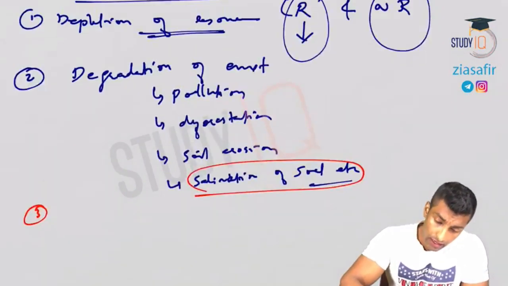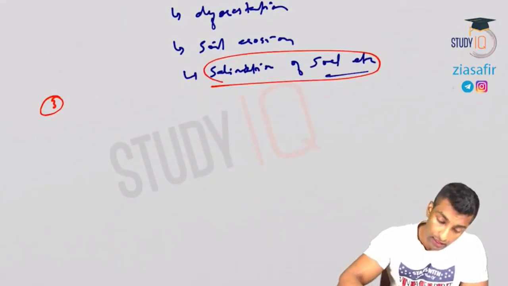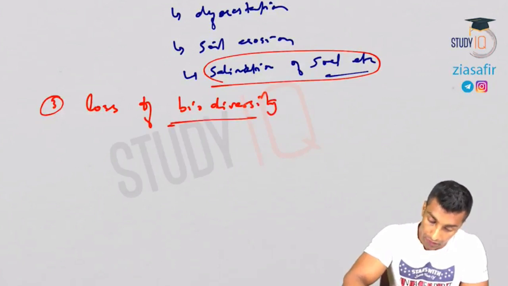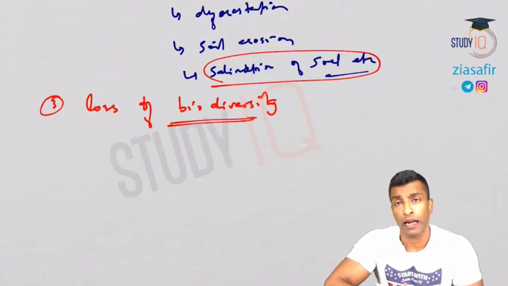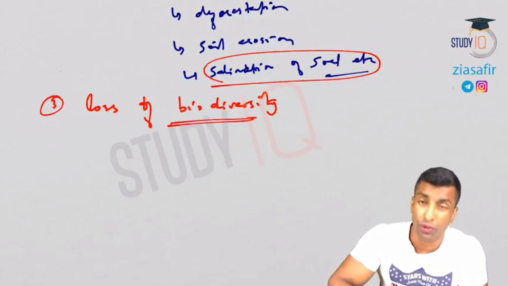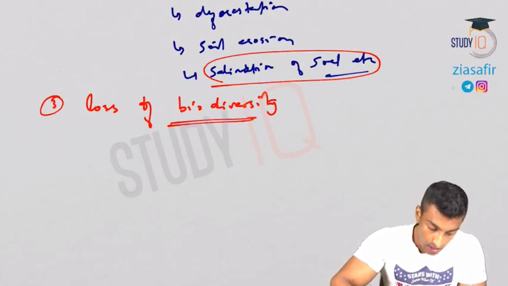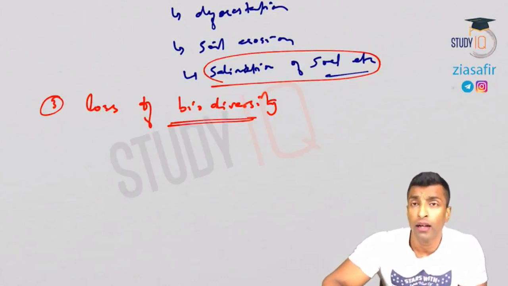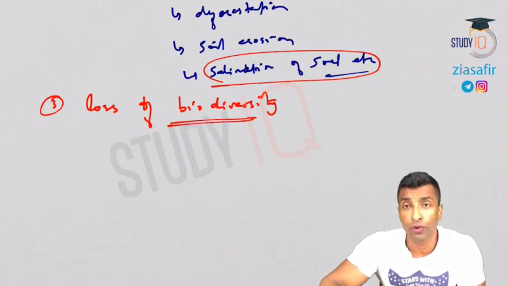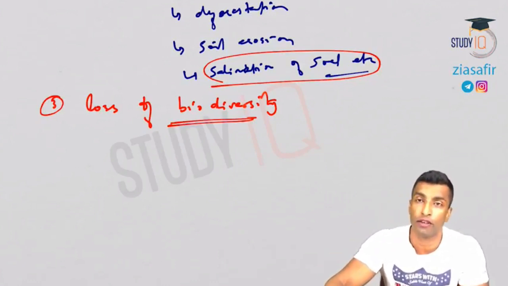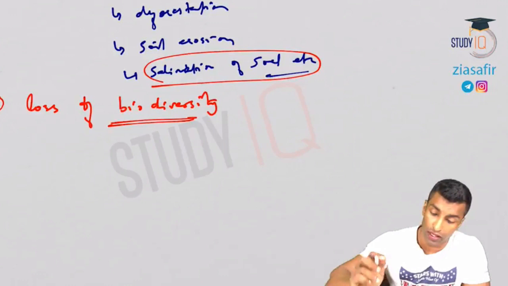Then the third reason you can write, we are actually writing about threats, right? So loss of biodiversity. Okay, so animal, plant species are decreasing. It is actually affecting the ecological cycle. I hope you know that. And availability of food is affected, availability of medicine is affected, so everything is affected. Okay, the ecological chain is actually affected, the balance is affected. So loss of biodiversity.